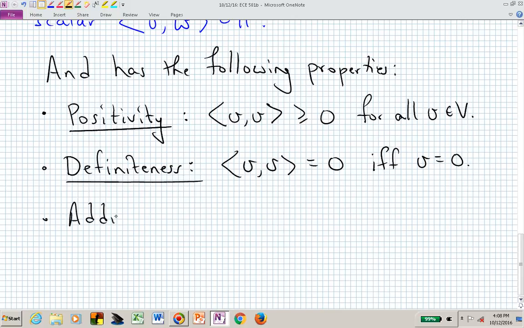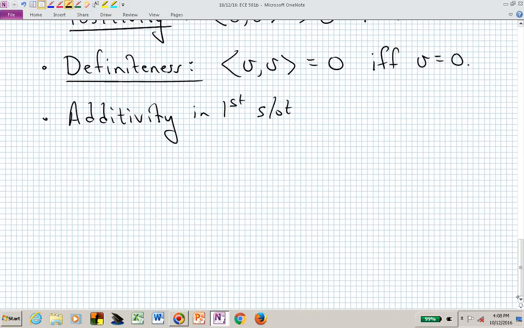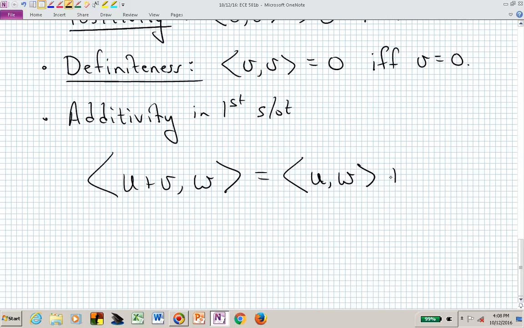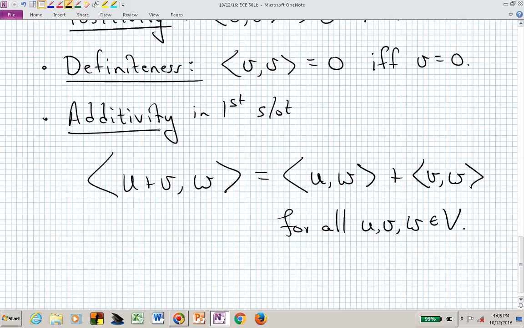We also want another property called additivity in the first slot. Remember, this pair of vectors is an ordered pair. Now if we had two vectors added together in the first slot and took the inner product with a third vector W, then that's equivalent to the inner product of U and W plus the inner product of V and W. And that's true for all vectors U, V, and W belonging to our vector space. So we have additivity in the first slot.